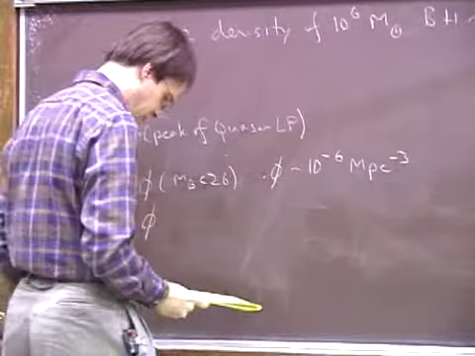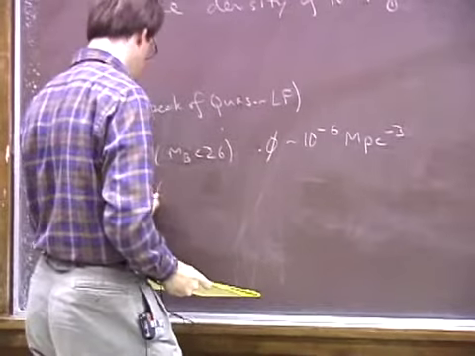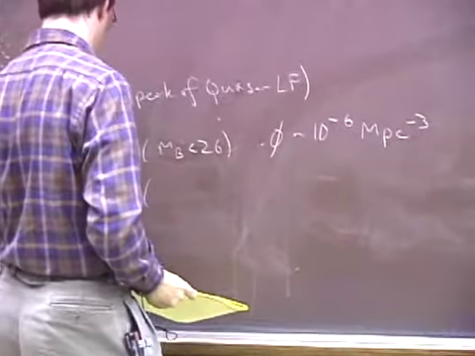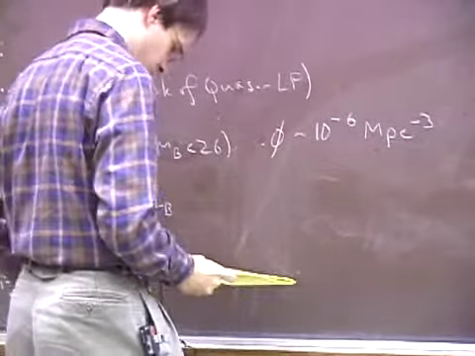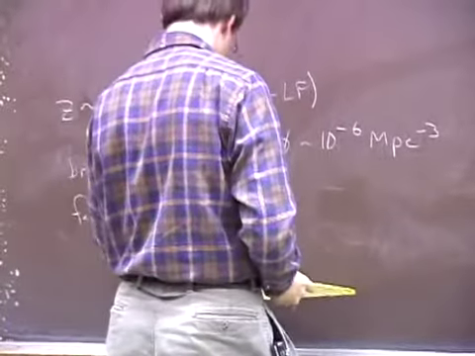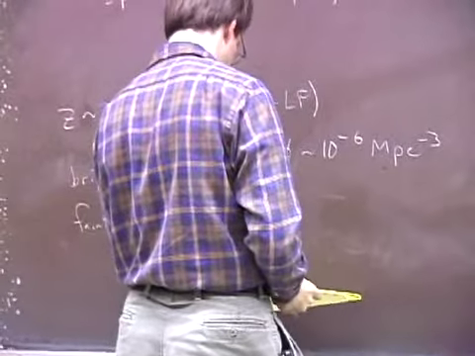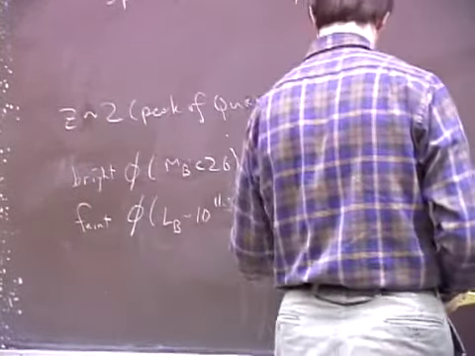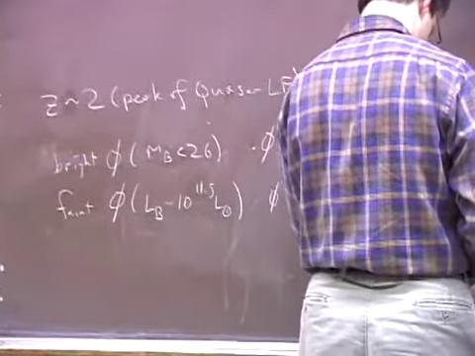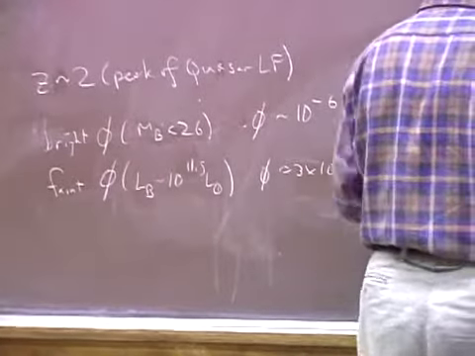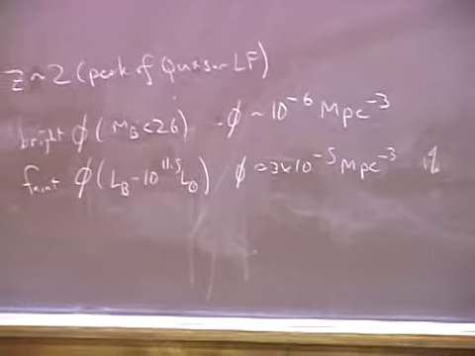If you look for faint quasars, and I'll translate these MBs into solar luminosities, the space density is about 3 × 10⁻⁵ per cubic megaparsec. So that's 1%.